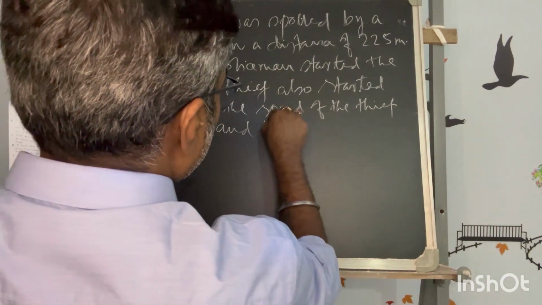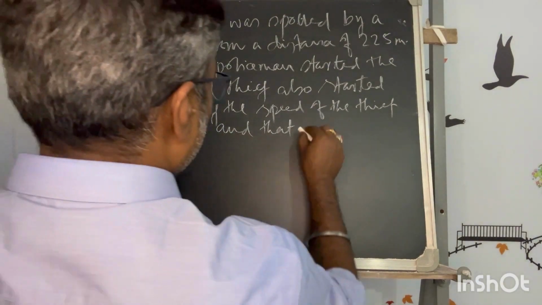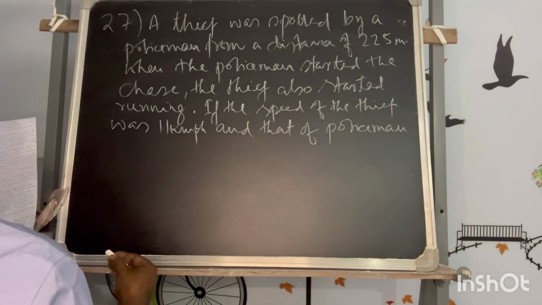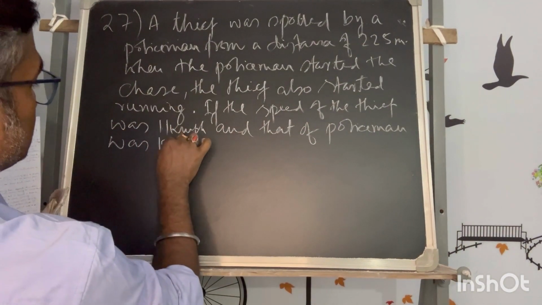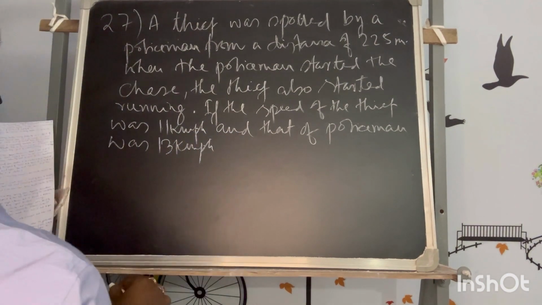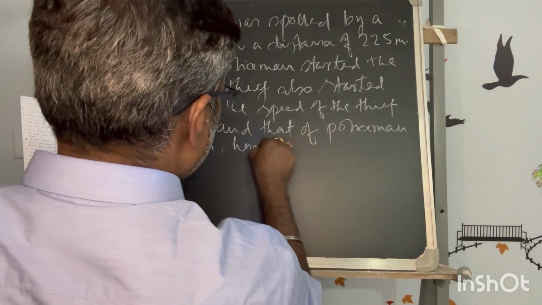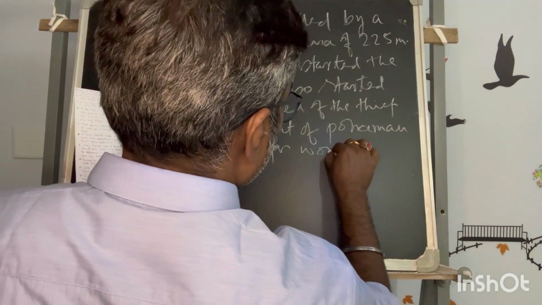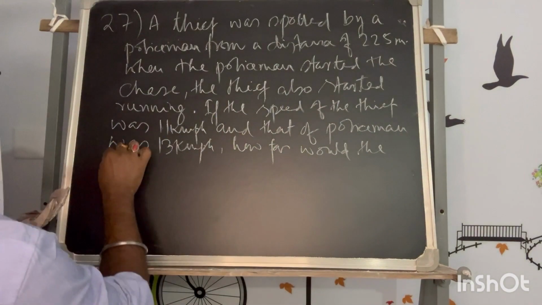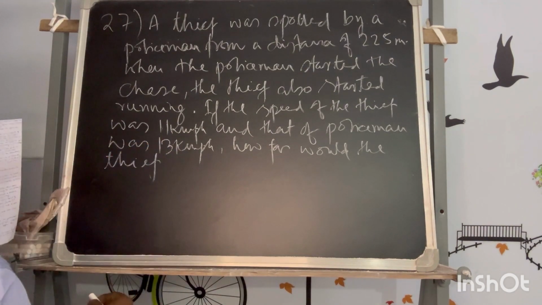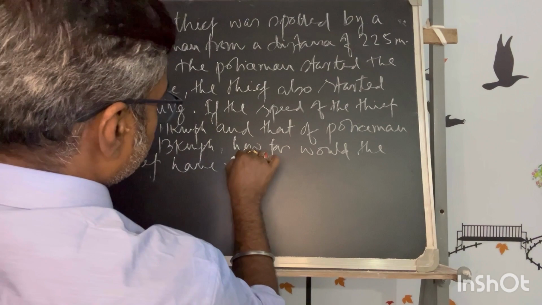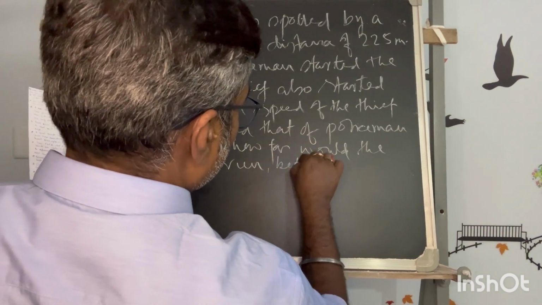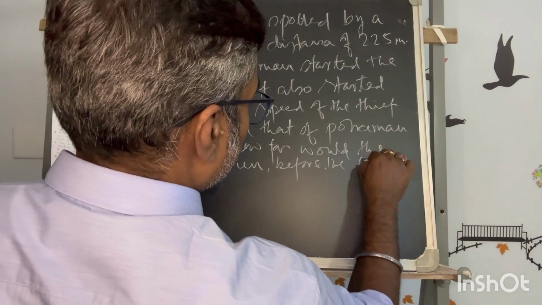and that of the policeman was 13 kilometer per hour, how far would the thief have run before the policeman caught him?